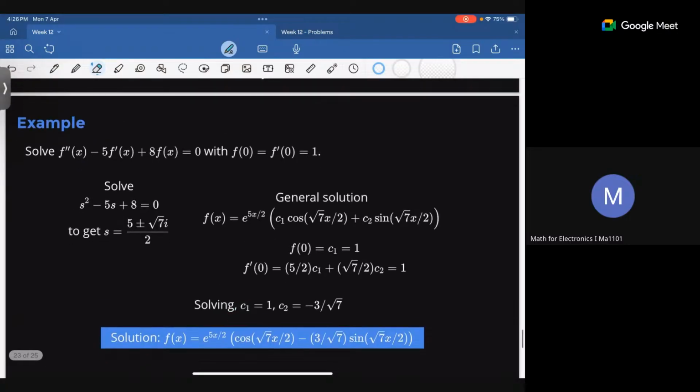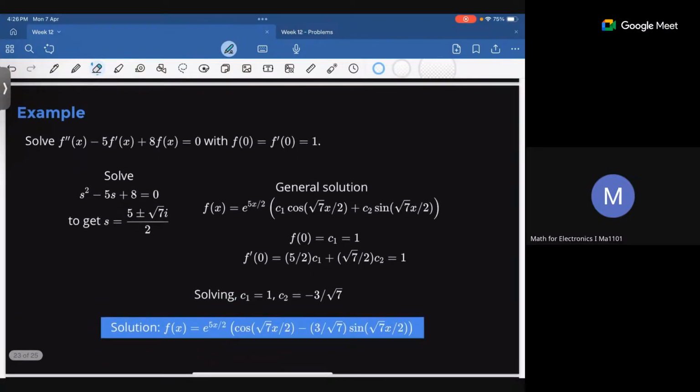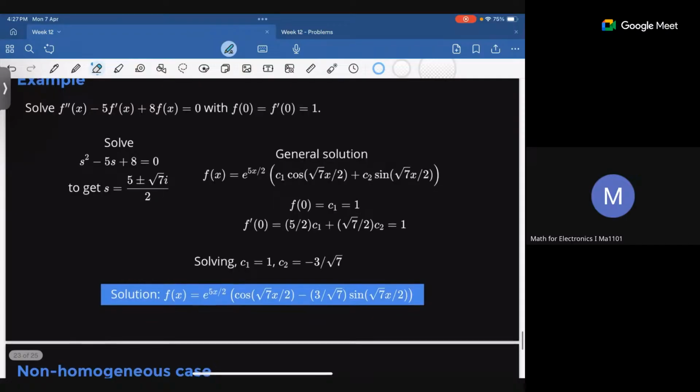All right. So any doubts related to the process, how to solve second order ODEs in all three different cases? Okay. So moving on.